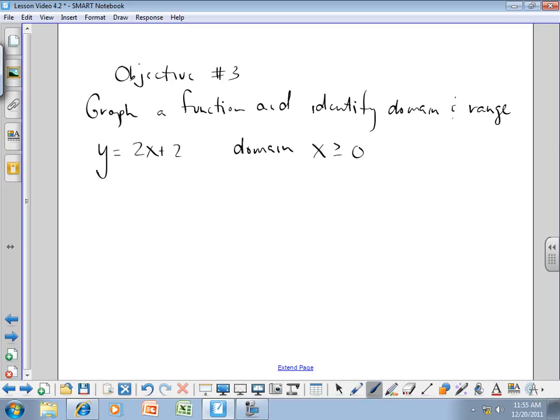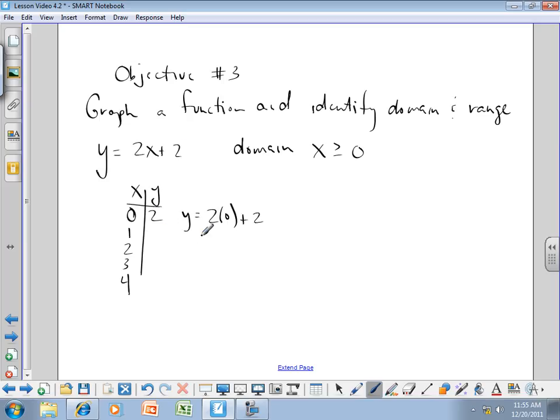Well, domain greater than 0. What kind of numbers are greater than 0? Well, positive numbers. Can I use negative 2 through positive 2 like I did a little bit ago? Nope. Can I use 0? Yeah, because it says greater than or equal to. I better use numbers like that, right? All right. Let's plug this in. 2 times 0 plus 2. Well, that's 0 plus 2 is 2.